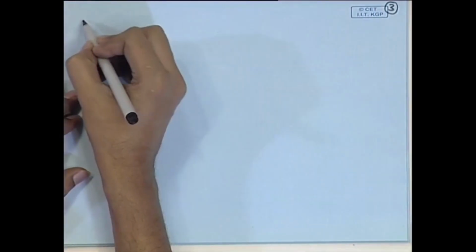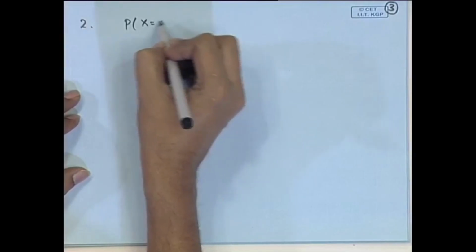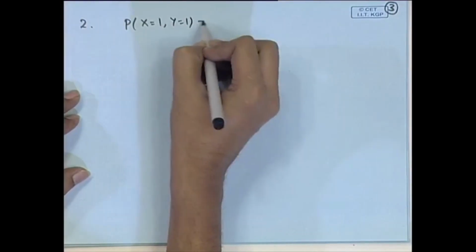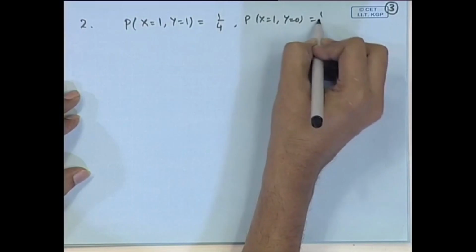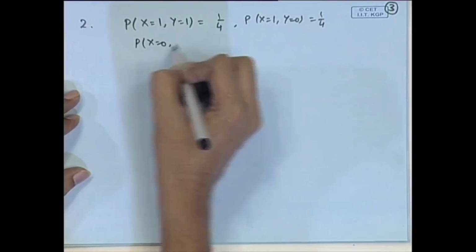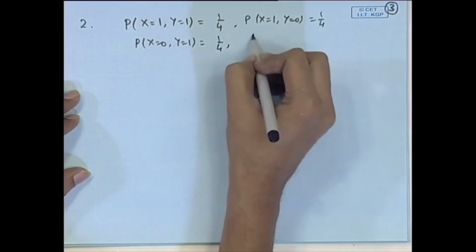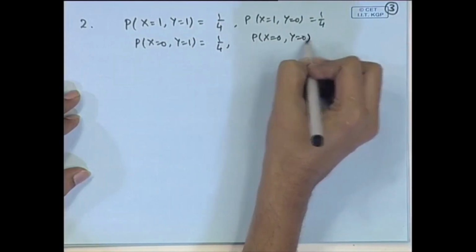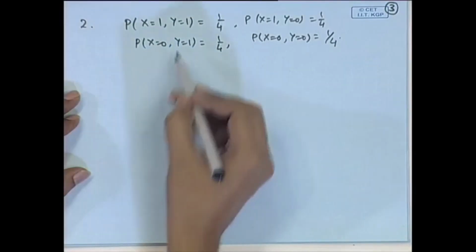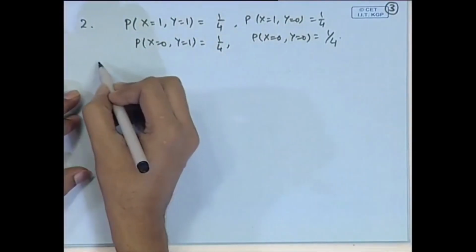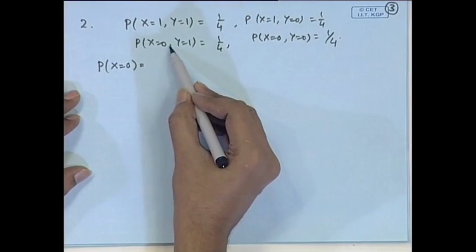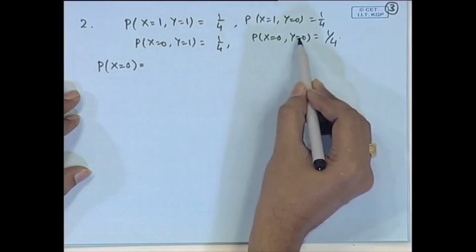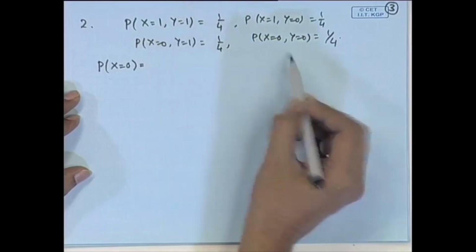Let us take another example. Suppose probability X equal to 1, Y equal to 1 is 1/4, probability X equal to 1, Y equal to 0 is 1/4, probability X equal to 0, Y equal to 1 is say 1/4, probability X equal to 0 and Y equal to 0 is say 1/4. So, the joint distribution of X and Y is given by this. Let us look at the marginal distribution of X. So, what is probability of X equal to 0? It is obtained from summing the probability of X equal to 0, Y equal to 0 and probability X equal to 0, Y equal to 1, that is equal to half.